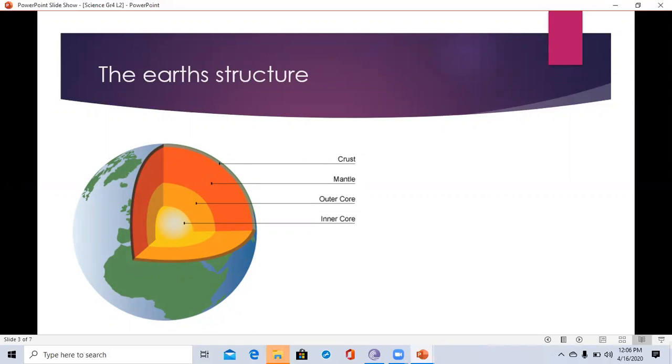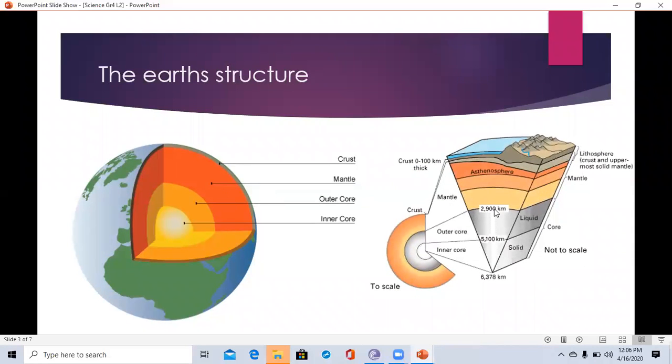So we get the crust, that is the very thin layer that we are standing on, that we can see the land masses and oceans that are on top of the crust. Then we get the mantle, which is made up of molten rock, and then the outer core, which is molten, but it is heavy metals that flow down from the mantle. And then you get the solid inner core, which is very, very hot. Now, the crust is between 0 to 100 kilometers thick, which in relation to the rest of the Earth is very small.